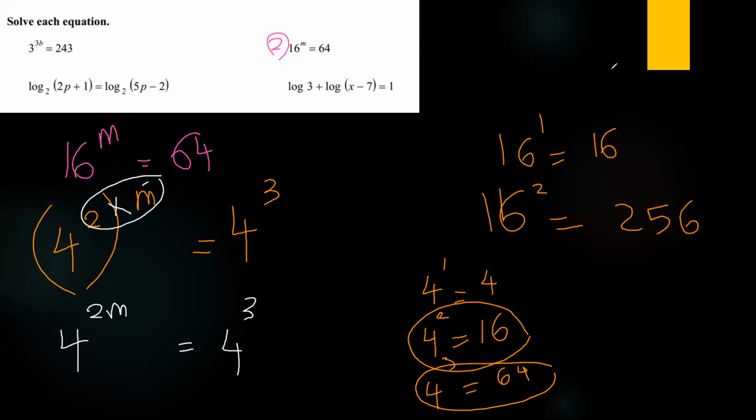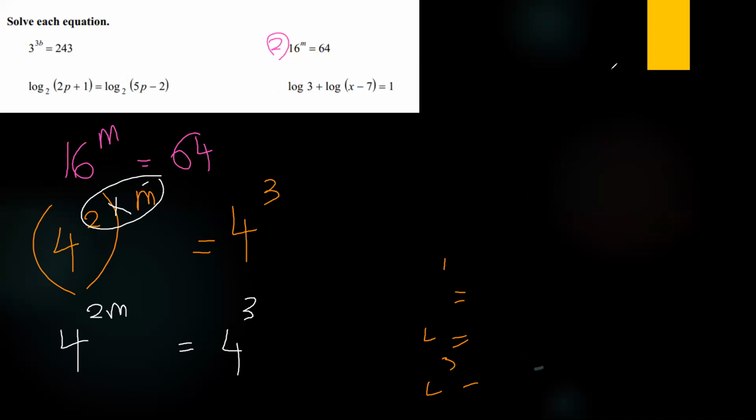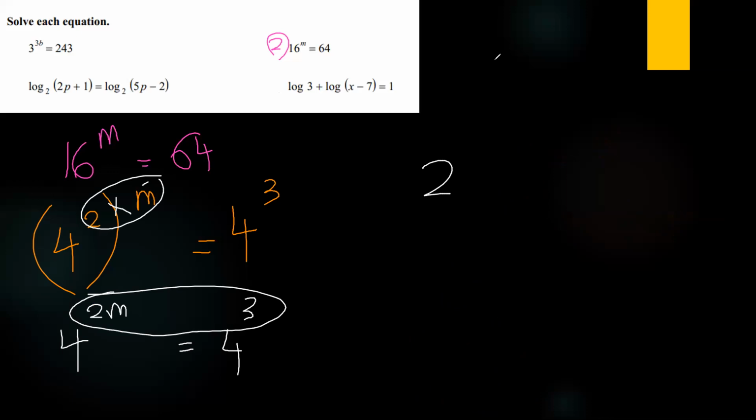As we have now the same base, 2m equals 3, so m will be 3 over 2. Yes. Is it clear? Yes, teacher. Good.